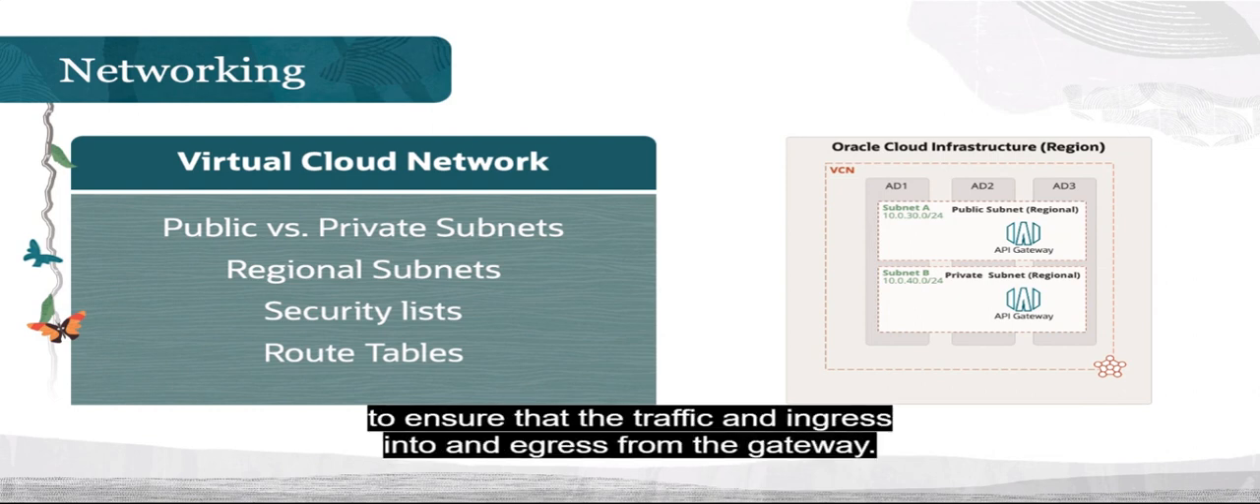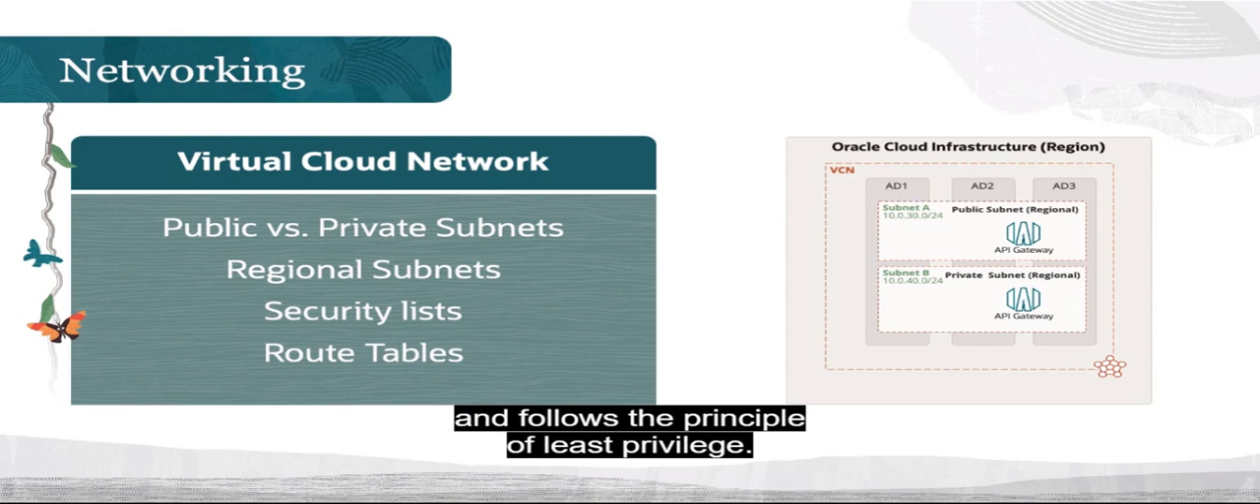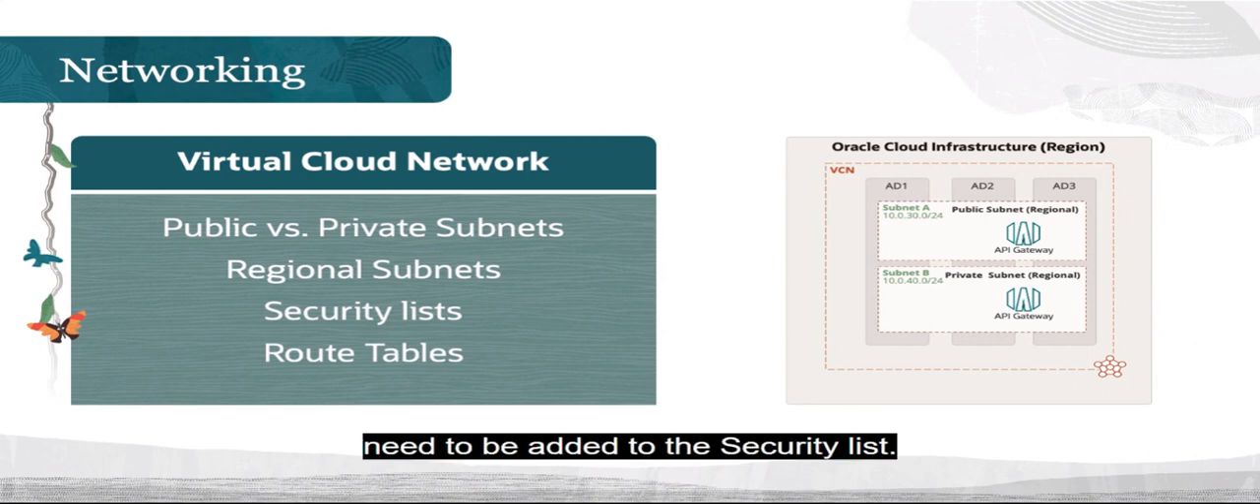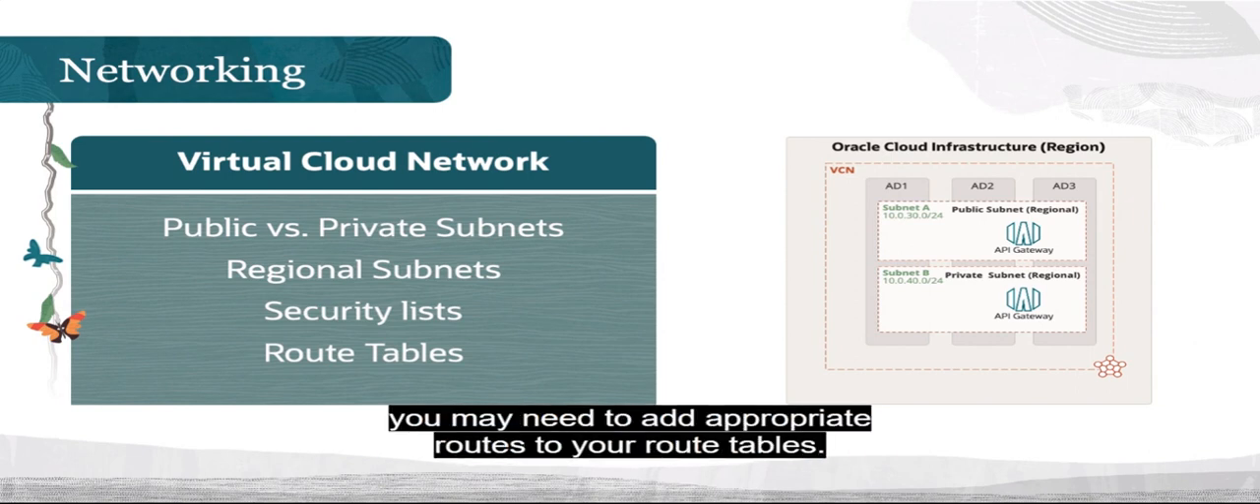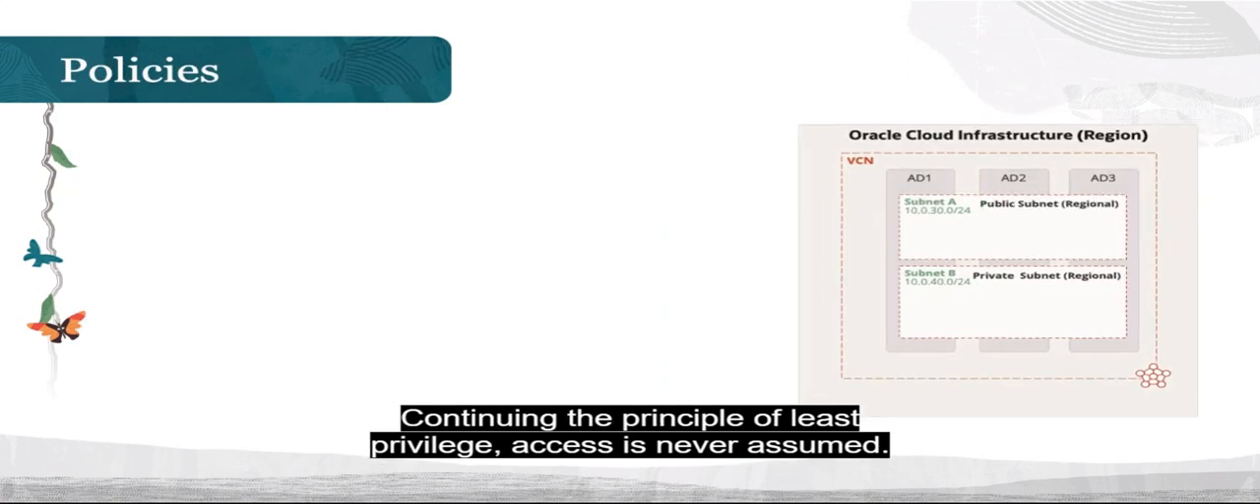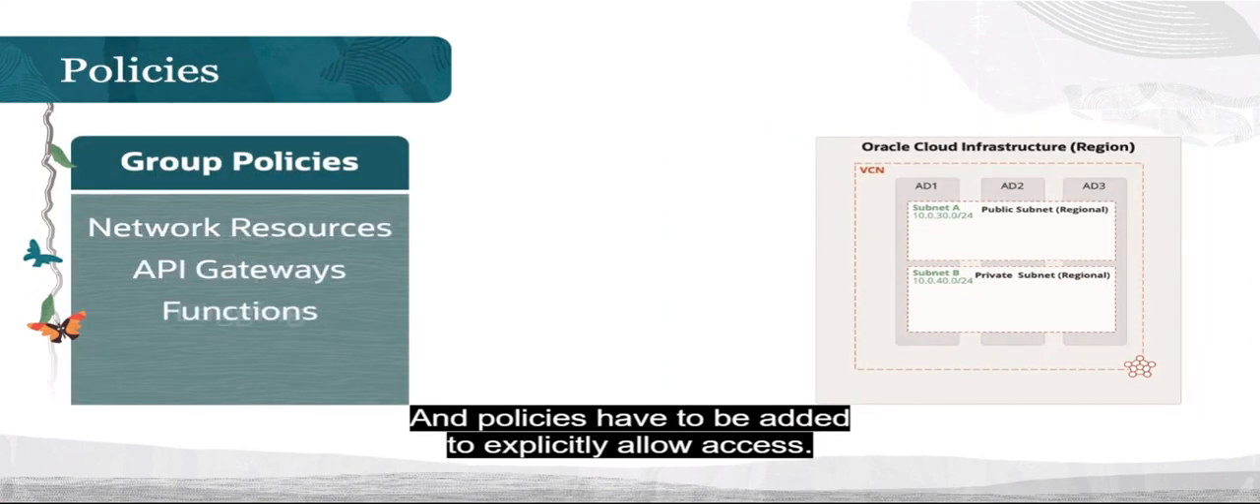As you set up your network, you will need to ensure that the traffic can ingress into and egress from the gateway. Oracle Cloud Infrastructure is secure by design and follows the principle of least privilege. This means that the appropriate ingress rules need to be added to the security list, and depending on your chosen network topology, you may need to add appropriate routes to your route tables. Continuing the principle of least privilege, access is never assumed, and policies have to be added to explicitly allow access.